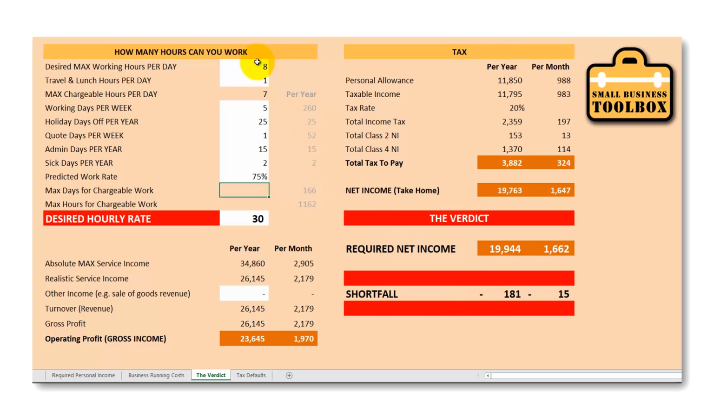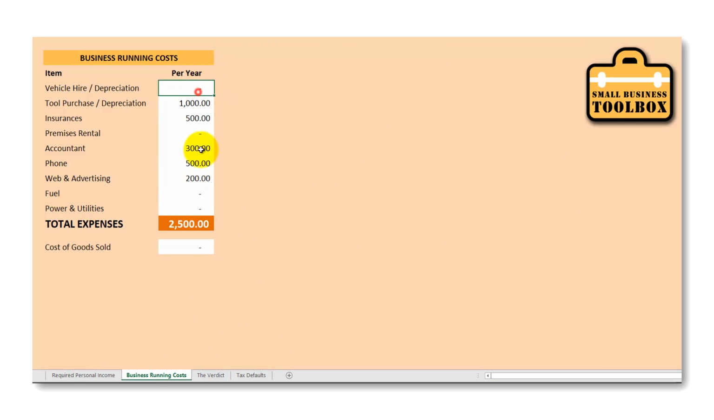So I hate to say it, at the moment with the figures that we've got in here, and we were talking about a joinery business, you're going to have a vehicle. 3,000. Tool. We'll keep it at 1,000, but that's low. We'll assume you're not going to have premises. Insurances, 500 is very optimistic. Let's say 800.